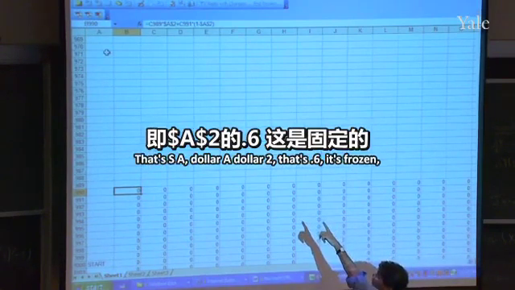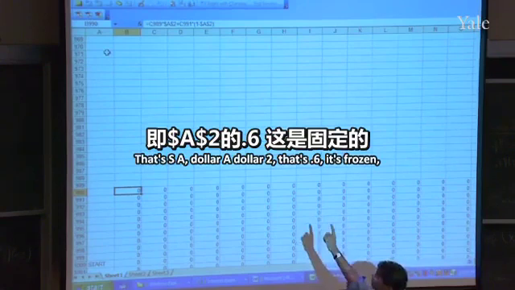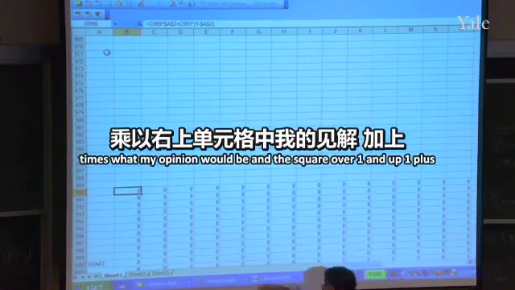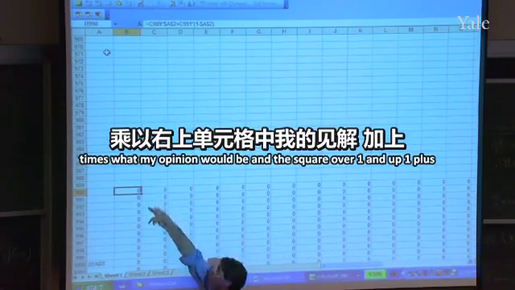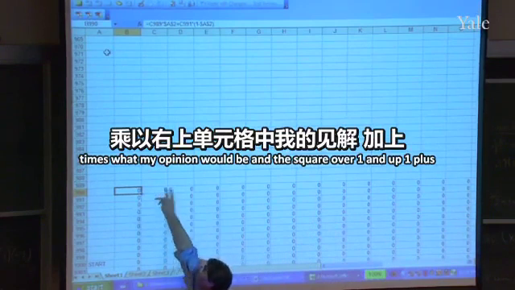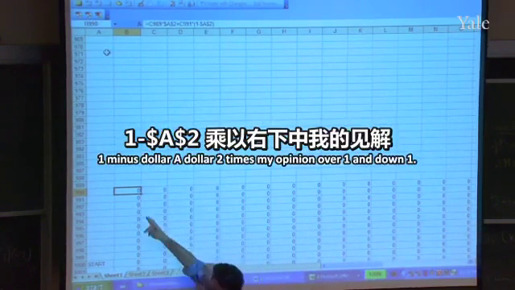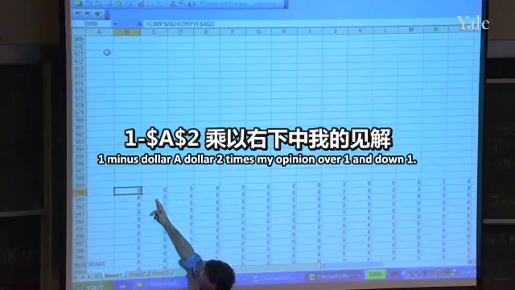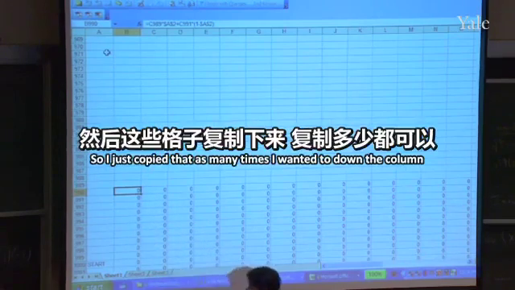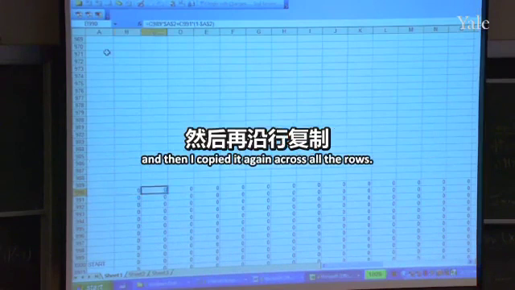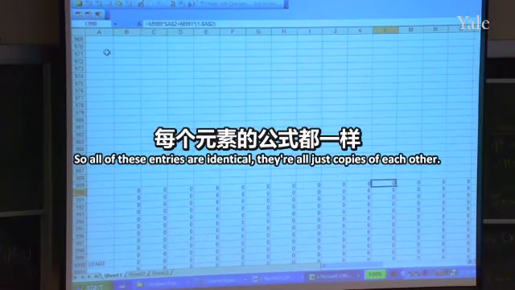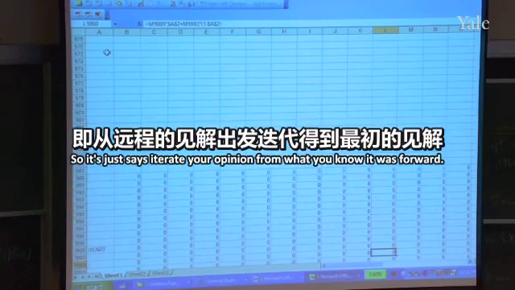That's $A$2, that's 0.6, it's frozen, times what my opinion would be on the square over 1 and up 1, plus 1 minus $A$2, times my opinion over 1 and down 1. So I just copied that as many times as I wanted down the column, and then I copied it again across all the rows. So all of these entries are identical. They're all just copies of each other. It just says iterate your opinion from what you know it was forward.